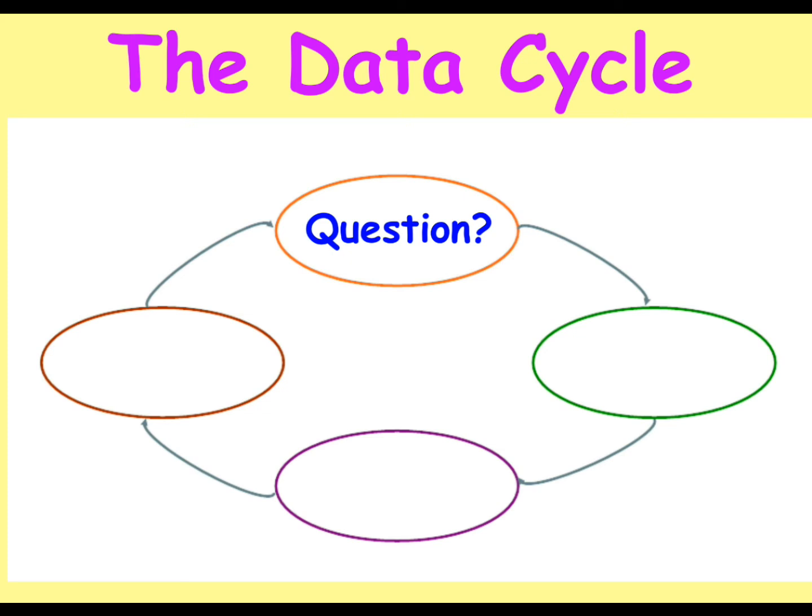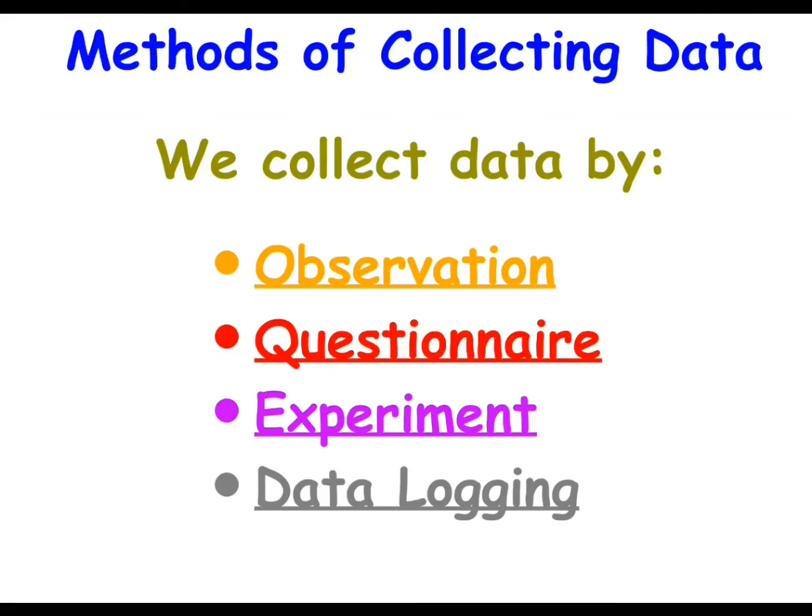So let's have a look at the first stages of our data cycle. Our data cycle starts off with a question. Somebody needs to find something out, and that question could be, what are the average house prices in a certain area? The next phase is to go out and collect the data.